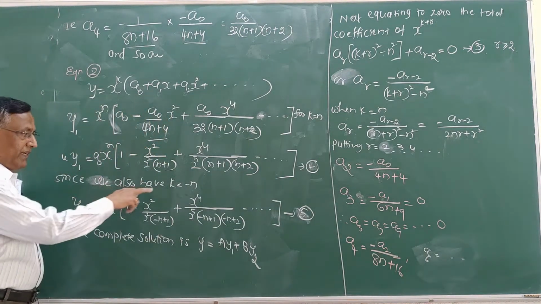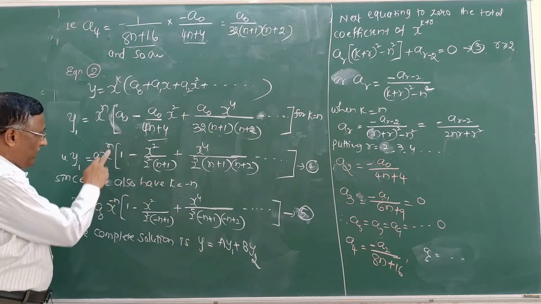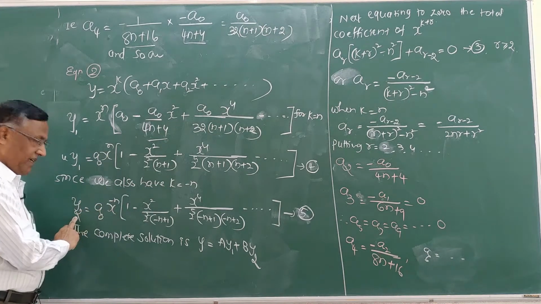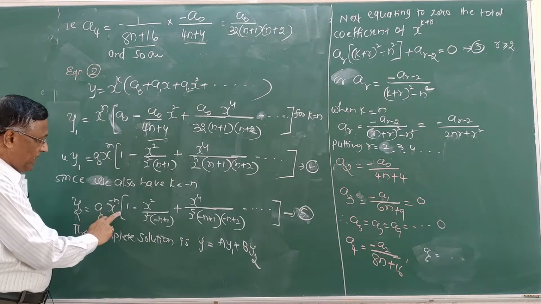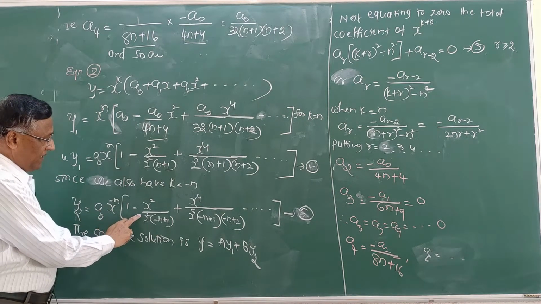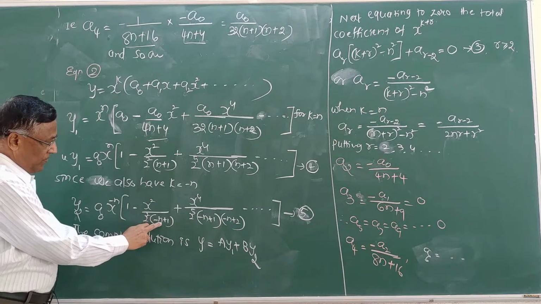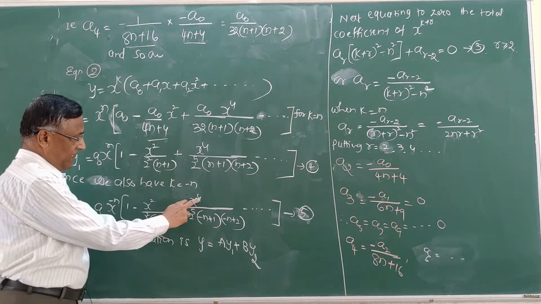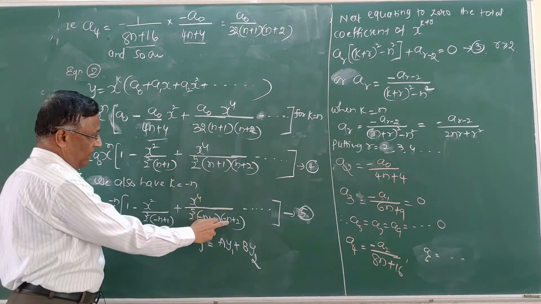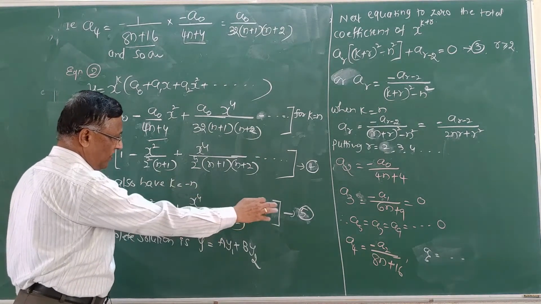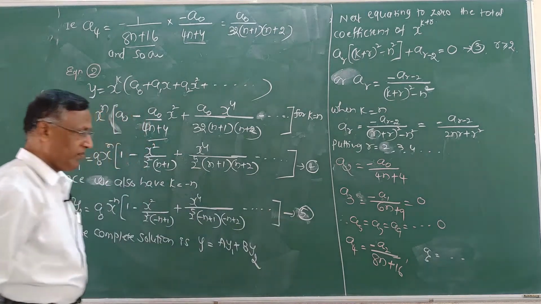Since we also have k equal to minus n, by putting n equal to minus n you will get another solution, that is y2 equal to a0 into x raised to minus n into bracket 1 minus x square by 2 square into minus n plus 1, plus x raised to 4 upon 2 raised to 5 into bracket minus n plus 1 into bracket minus n plus 2, and so on. Call this equation number 5.